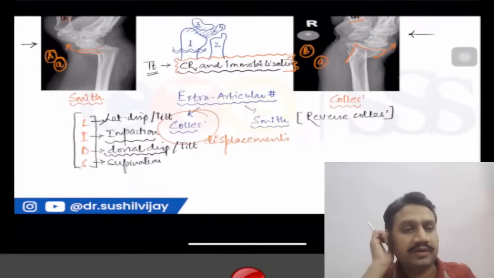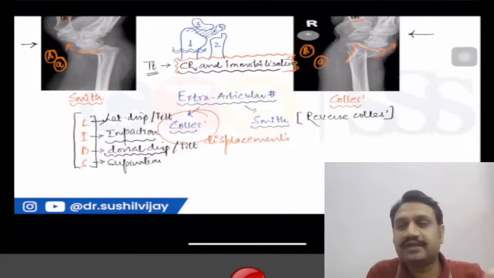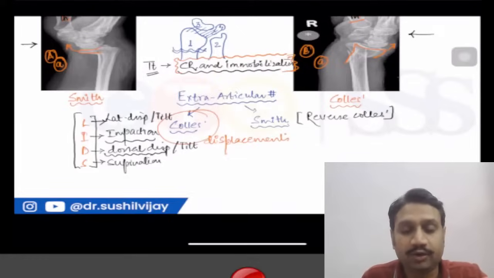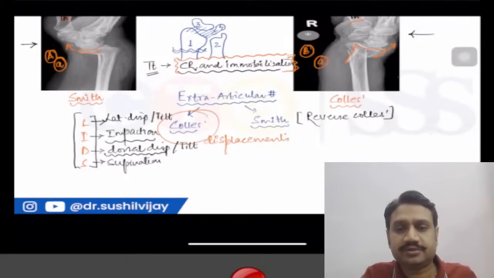Okay, now I think it should be good. Now it is showing me a good one. So Colles and Smith are the two most important injuries from which you are getting questions again and again in all your exams.